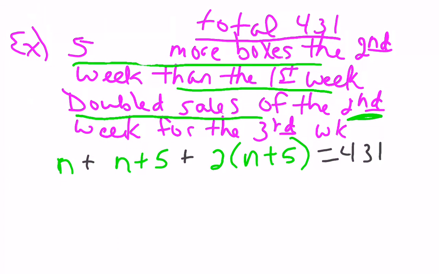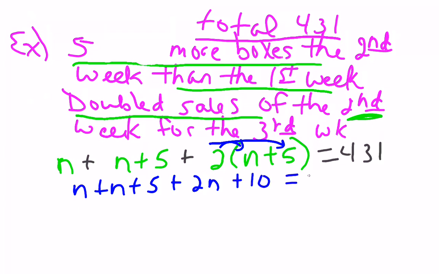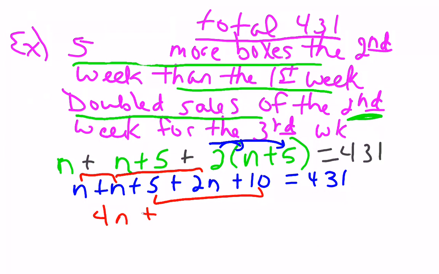Now we want to solve. So we need to distribute the 2. So we have N plus 5, 2 times N is 2N, 2 times 5 is 10, equals 431. Now we want to combine like terms. So the N and the 2N are alike. The 5 and the 10 are alike. So N plus 2N is 4N. 5 plus 10 is 15.